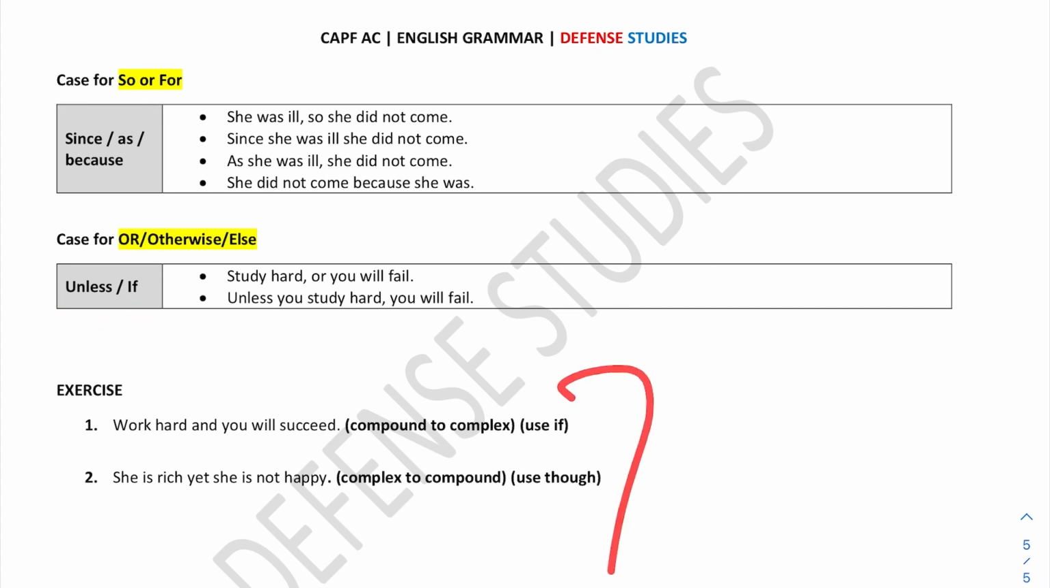So these are the assignments for you. First is: work hard and you will succeed. You need to convert this into a complex sentence with the use of the conjunction if. Second is: she is rich yet she is not happy. You need to convert this compound to complex with the use of the conjunction though.